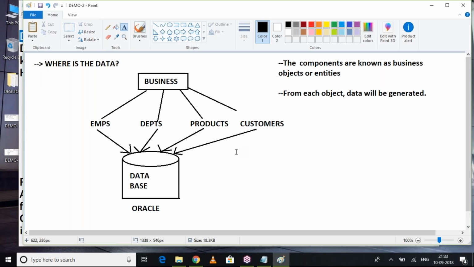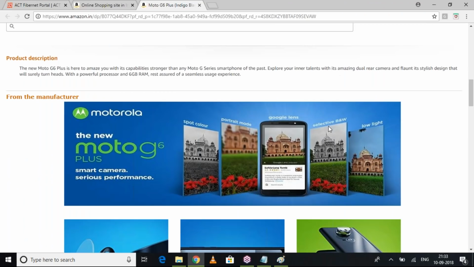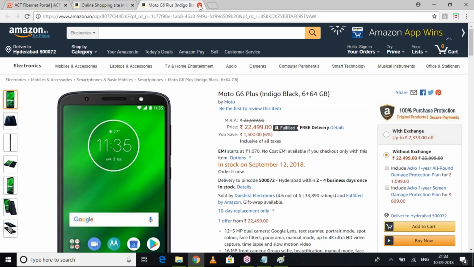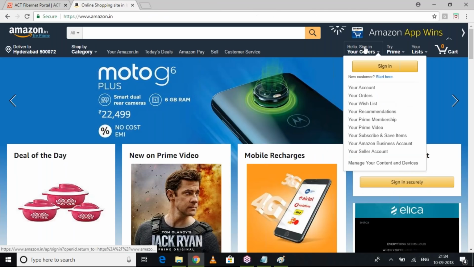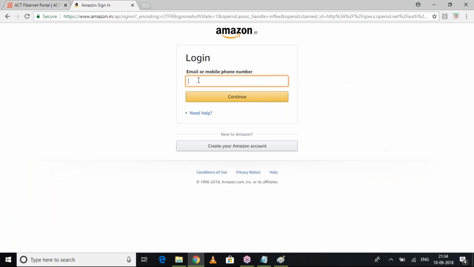Without authentication, nobody can interact with the business. Means, just let me make an example. Here in your web page, if I go to home page, you can see sign in. What is the meaning of sign in? If I hit sign in, then it is asking about mobile number or mail ID. And here we have to submit password.